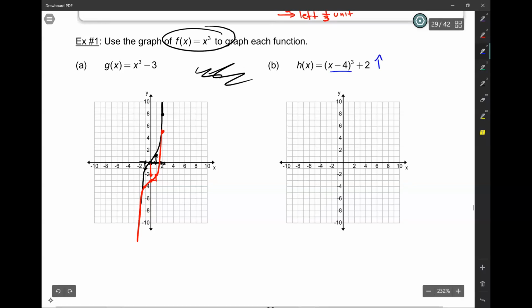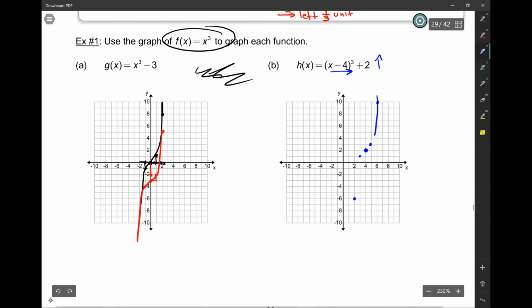And to the right 4. So up 2 and to the right 4. So right there. Okay? So from here, if I move over 1, I go up 1. And if I move over 2, I go up 8. And similarly in the opposite direction.